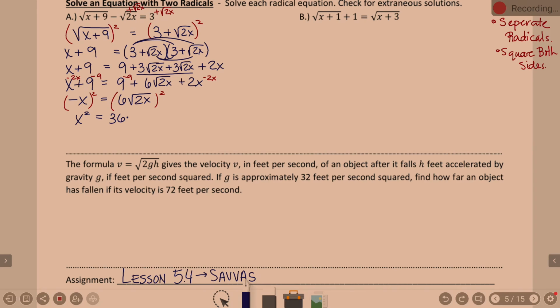Times, what is the square root of 2x squared? 2x. That's all multiplied. So what is 36 times 2x? 72x. So I end up with x squared equals 72x. Okay. Slightly different setup than what we've seen, isn't it?